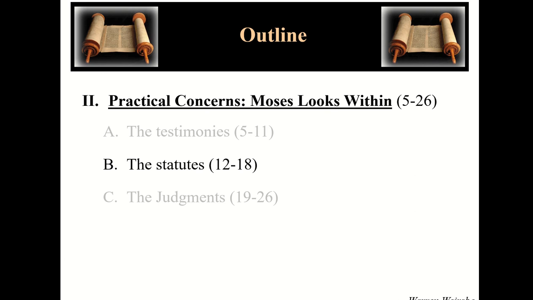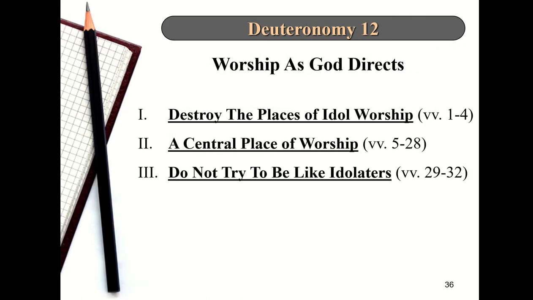Now, let's move to what Wiersbe calls the statutes, as he outlines it, starting in chapter 12. Just a second point in this longer sermon. So here he talks about worship as God directs, beginning in chapter 12. This is a key chapter because it talks about the place that God would choose for worship. It would become Shiloh and then later Jerusalem, but the place where God establishes where they are to worship. That's referred to time and again from this point on.